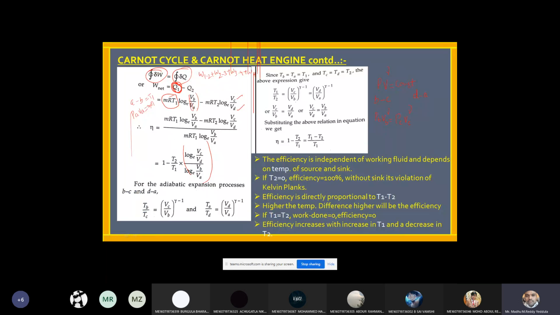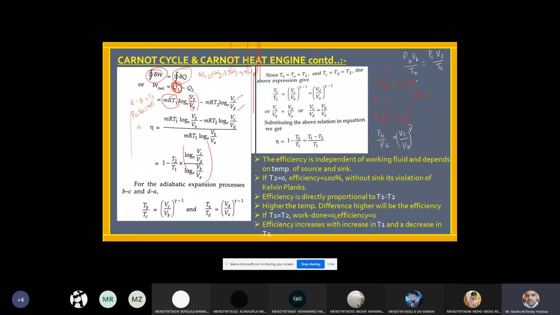Right. So PB VB power gamma equal to PC VC power gamma. That is the one equation. And from this equation, I can write PB by PC is equal to (VC by VB) whole power gamma. Okay, and from the equation of state we know PB VB by TB is equal to PC VC by TC. So what we need to do, I need to eliminate this pressure.